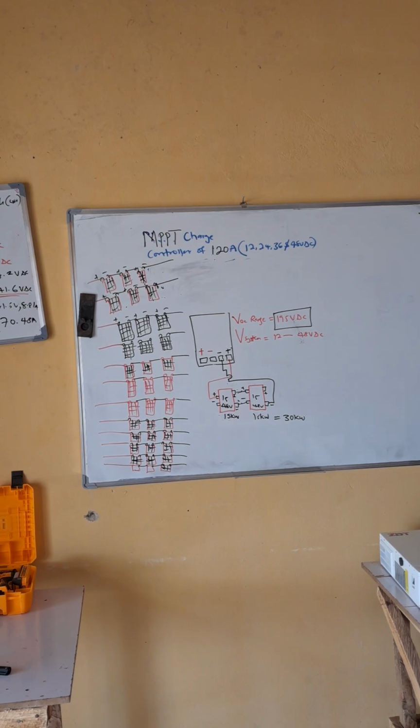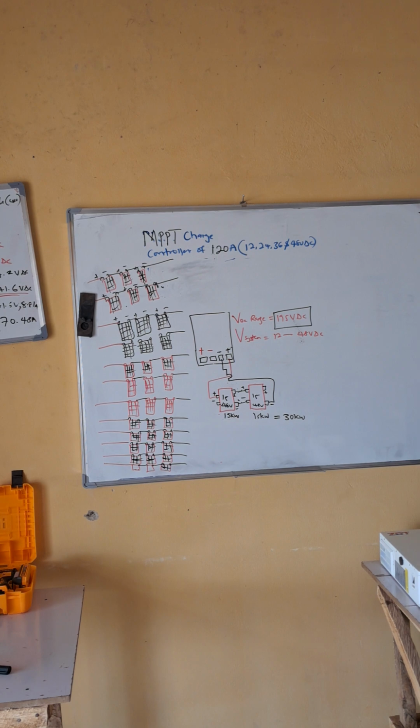Each one string of 3 panels will have 111.6 volts. And look at our VOC range. We have 195 VDC. So since we got that, we can add more panels in a string. We can make it 3, we can make it 4.